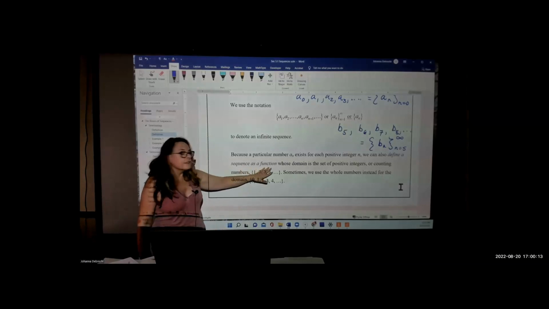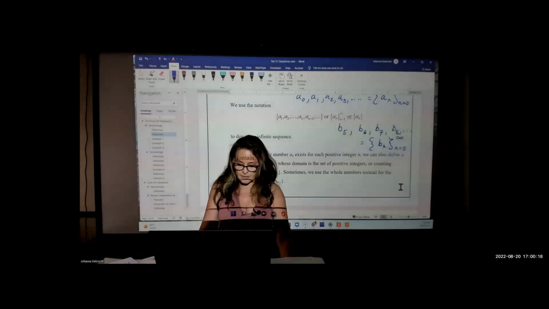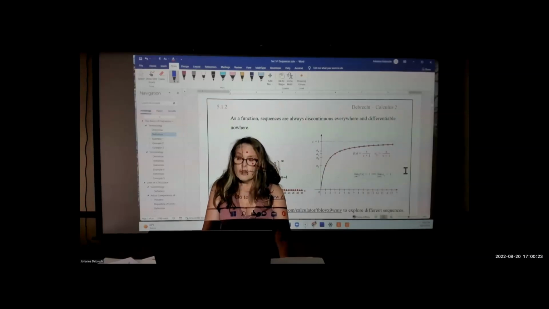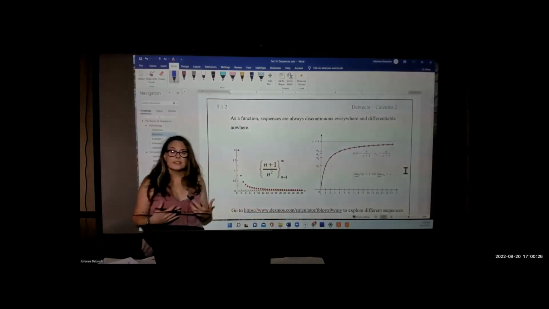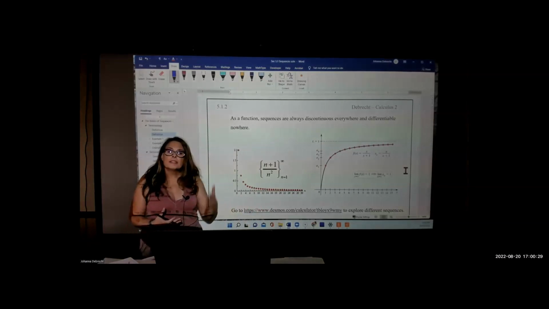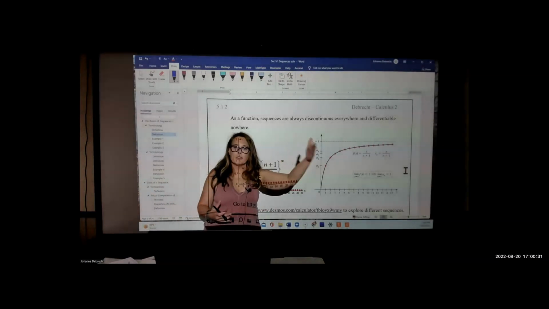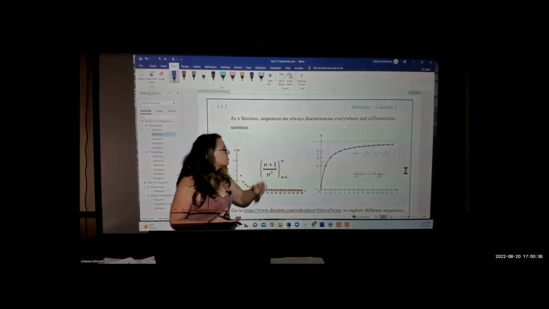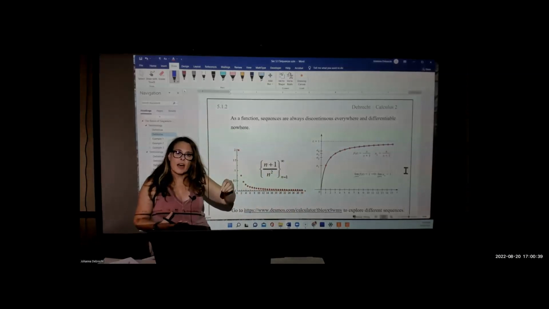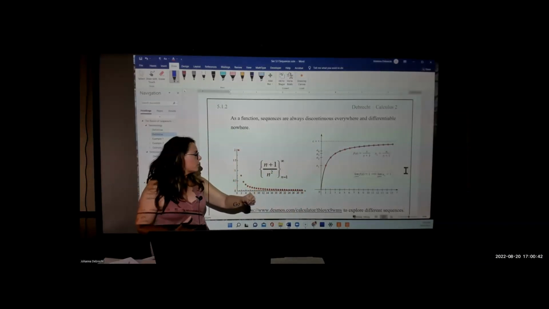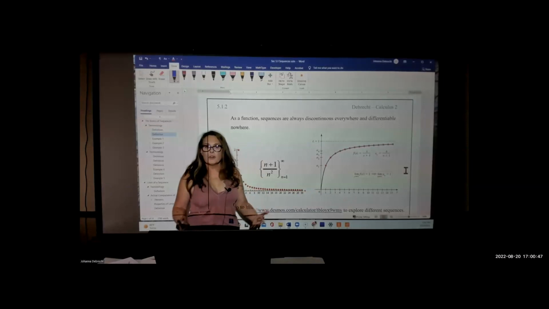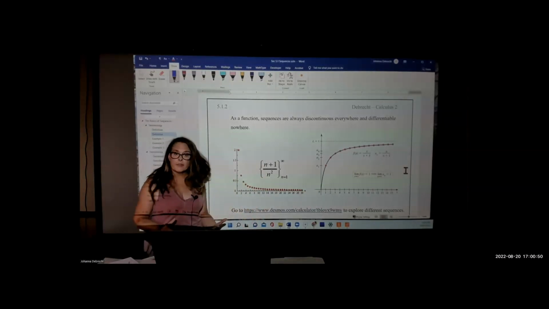So when we think of it as a function like this, we can then plot the function onto a graph, and we can see what behavior that particular sequence has. Note that all sequences are going to be discontinuous everywhere because they only exist at integer values of the subscript. So we don't have any 1.5 or 1.7. So it consists of discrete dots or discrete points on the graph with space in between each of the points. So they're never continuous. They're always discontinuous everywhere.